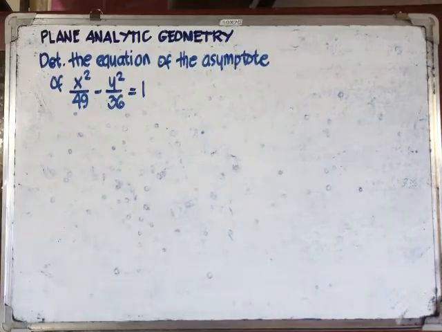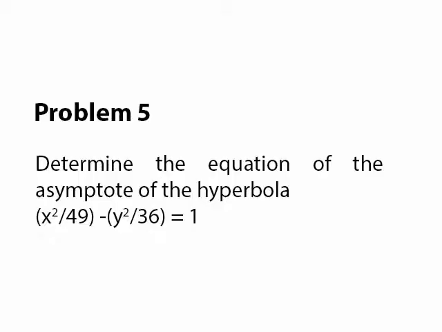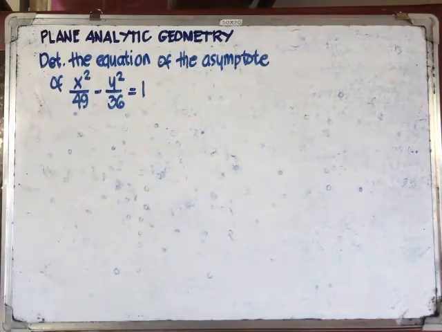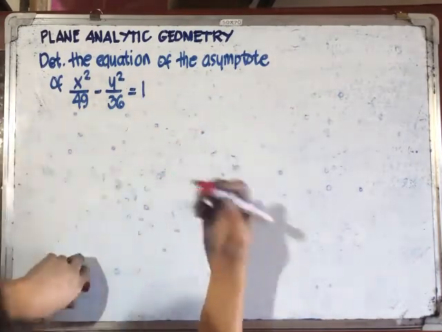So, this is the question. Determine the equation of the asymptote of this hyperbola. We know na hyperbola to kasi meron siyang minus dito. Right? Ayan na. So, una natin kukunin is, i-draw natin siya, no?